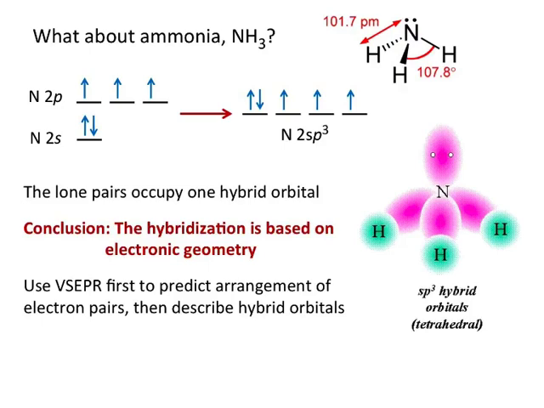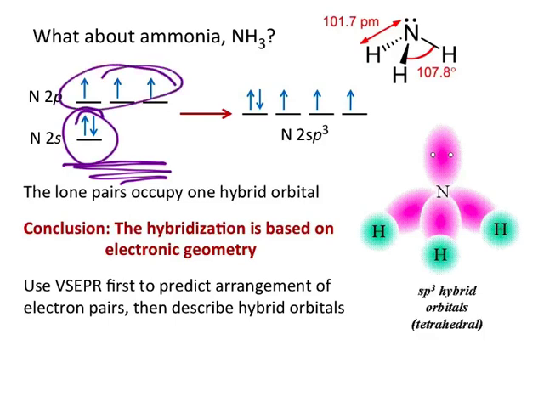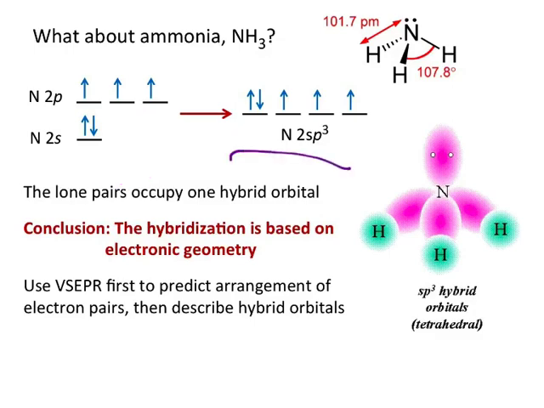So on the left here we have our ground state electron configuration of nitrogen. There's 5 valence electrons, 2 of which are in the 2s, 3 of which are in the 2p. And we make these hybrid orbitals on the right, where now there's 4 new hybrid orbitals. They each hold some number of electrons.